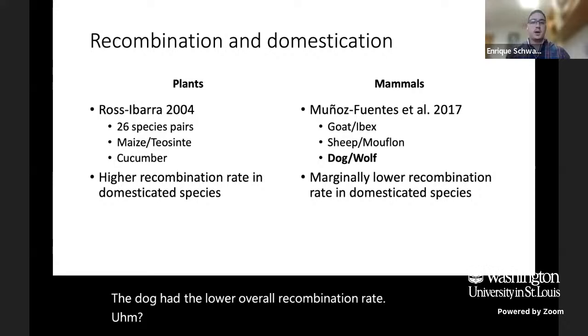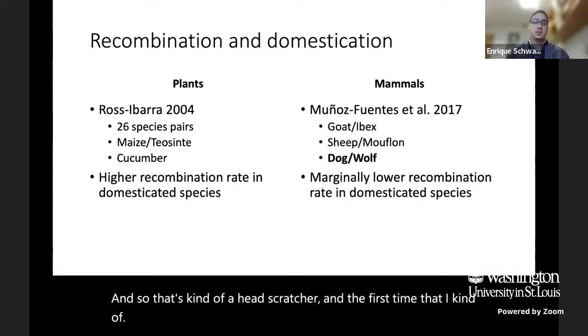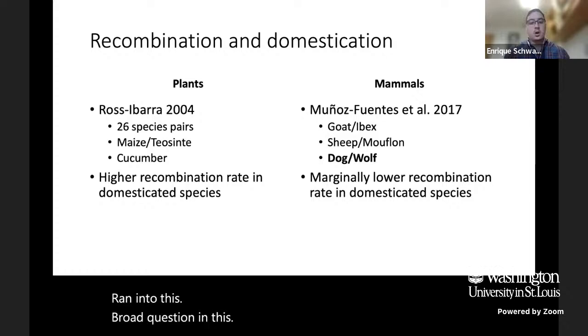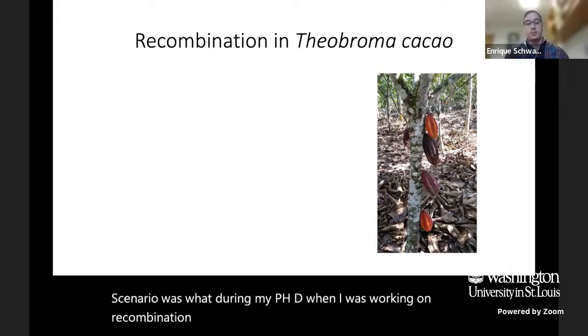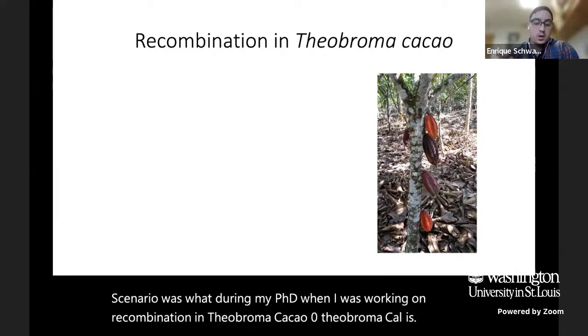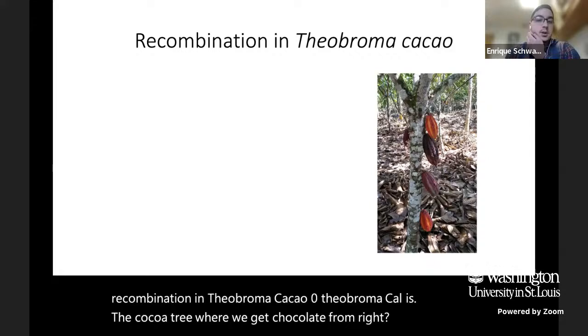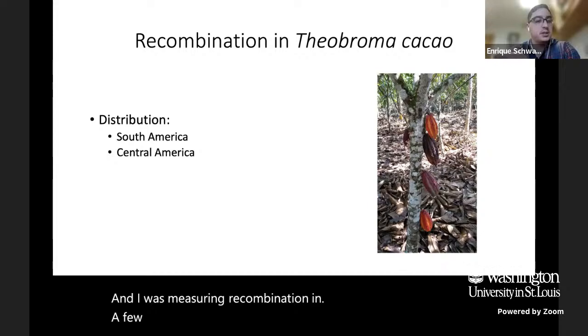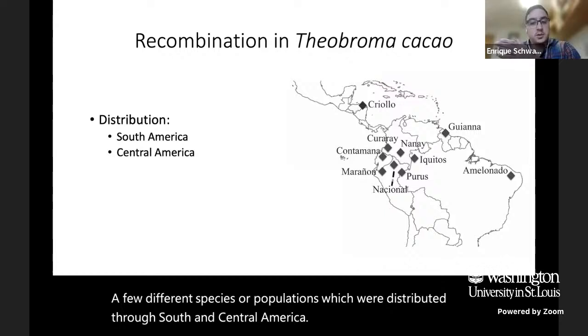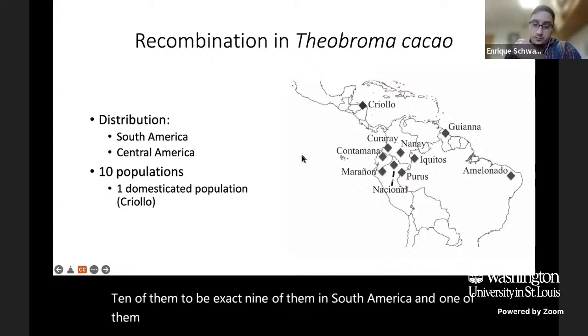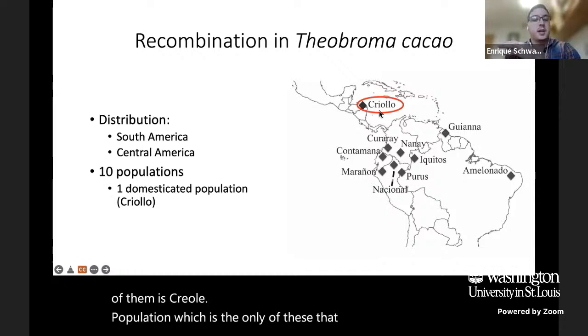The first time that I ran into this broad question in this scenario was during my PhD, when I was working on recombination in Theobroma cacao. Theobroma cacao is the cocoa tree where we get chocolate from, right? I was measuring recombination in a few different species or populations, which were distributed through South and Central America. Ten of them to be exact, nine of them in South America, and one of them is the Criollo population, which is the only one of these that is considered to be domesticated, in Central America.